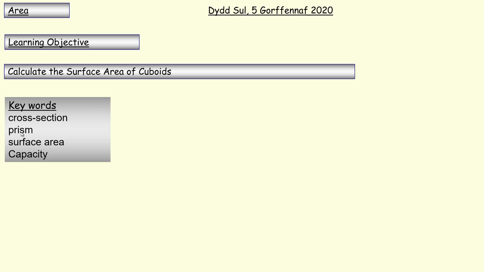Morning all. Right, we're going to look at finding the surface area of cuboids. So what I want you to do is make some notes: heading, lesson objective, keywords. So hit pause when you've made your notes and underlined dates in Welsh, then hit play again and we'll move on to the next section.